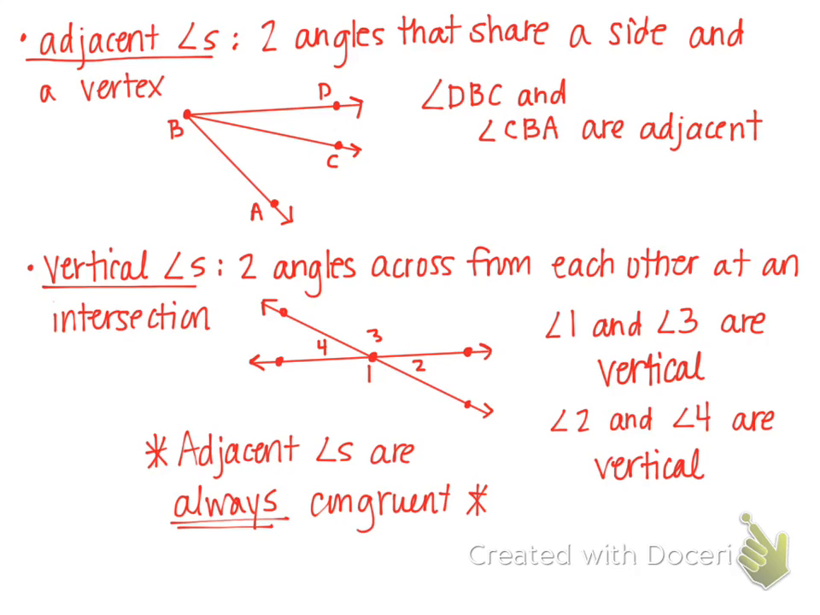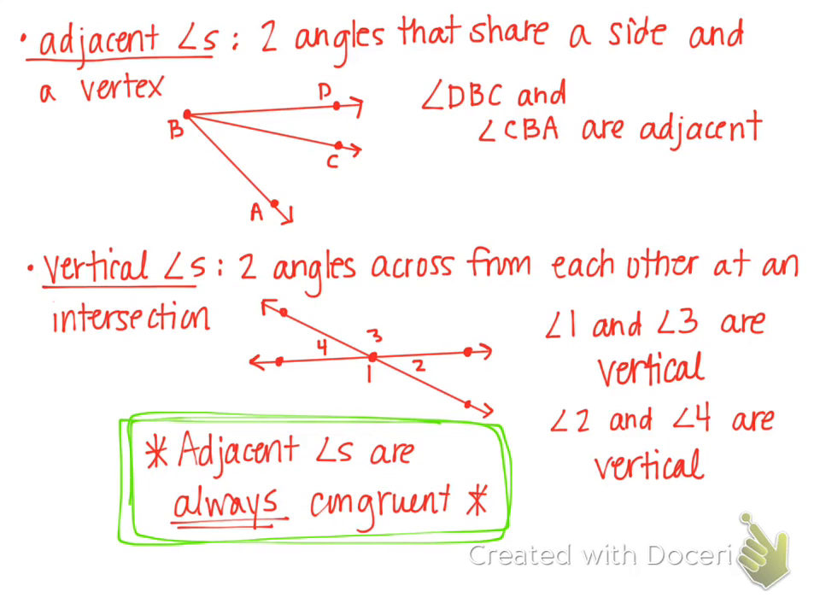Now, this is something that's really important and used a whole lot in this unit and in the future. It's actually a theorem. We're going to talk about the definition of what a theorem is. It says that vertical angles are always congruent. So, based on this statement, we know that angle 1 and angle 3 are congruent, and also that angle 2 and angle 4 are congruent.